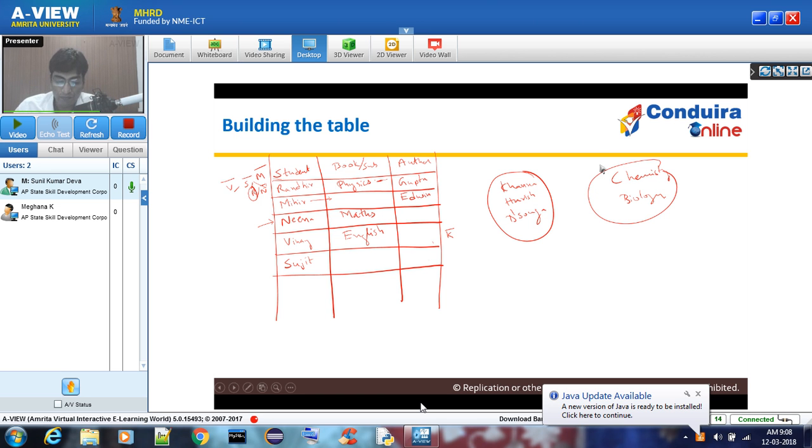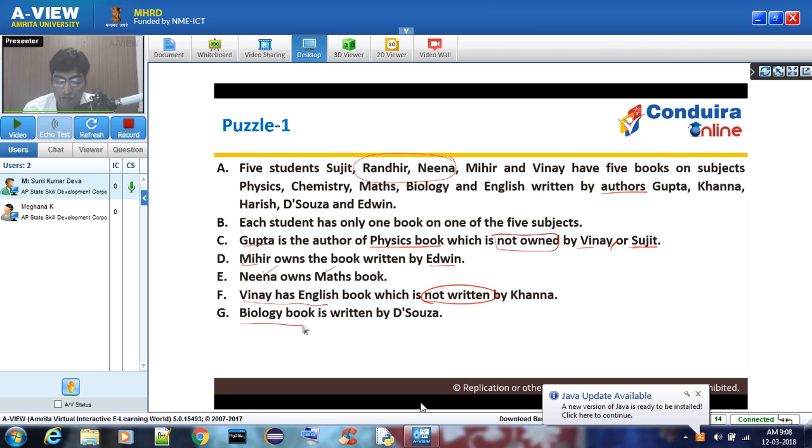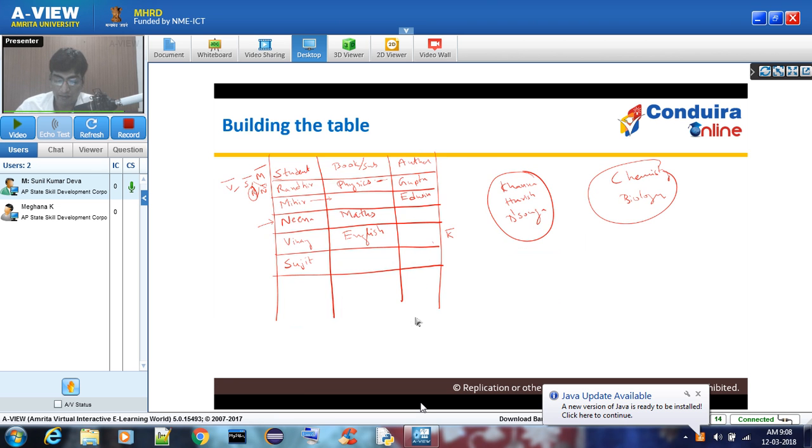our puzzle is over. Is there any more hints? Yep. The biology book is written by D'Souza. We should always look for the positive information first. So let's go ahead and write it. The biology book is written by D'Souza. So can this be a biology book? No, because this book has been written by Edwin. Out of the 5 rows, in 4 of the places, we cannot write biology because in 3 places subject is fixed, in 1 place author is fixed. So the biology has to come here. We don't have a choice. So this is a biology book.